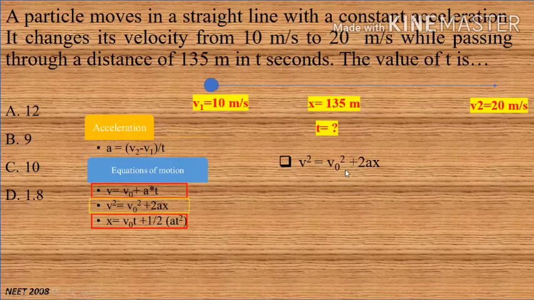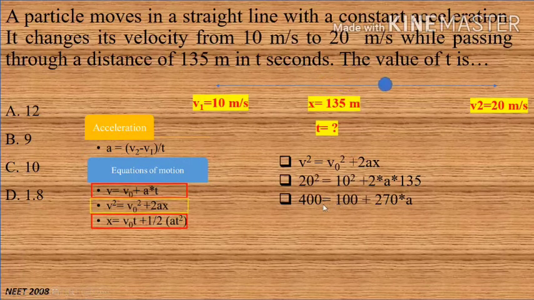Here the second equation of motion is written, that is final velocity is 20 meter per second here, initial velocity is 10 meter per second here, plus 2 into acceleration into x, which is 135, that is the total distance. By solving this equation, we can see 20 square equal to 400, 10 square equal to 100 plus 270 acceleration, and acceleration will be equal to 300 by 270. We will put this value as it is.